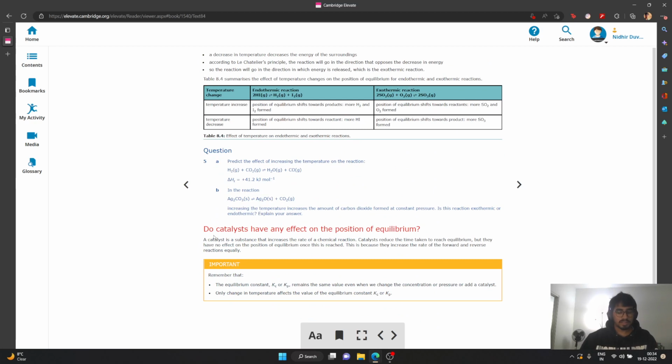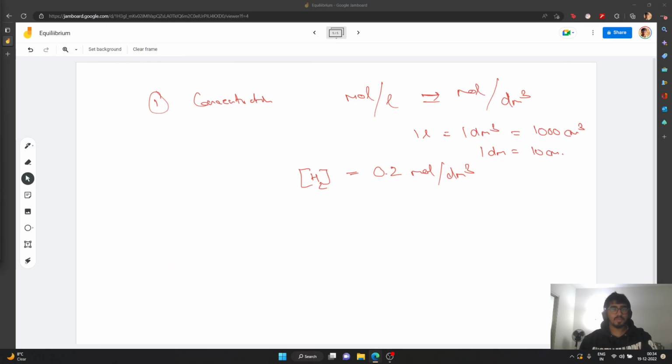Okay, the last thing that we talk about is catalyst. Do catalysts change the left or the right? It does not. It only helps you get there faster, whatever that equilibrium point is. Okay. So just make this point very clear. So let's just summarize all of this once.